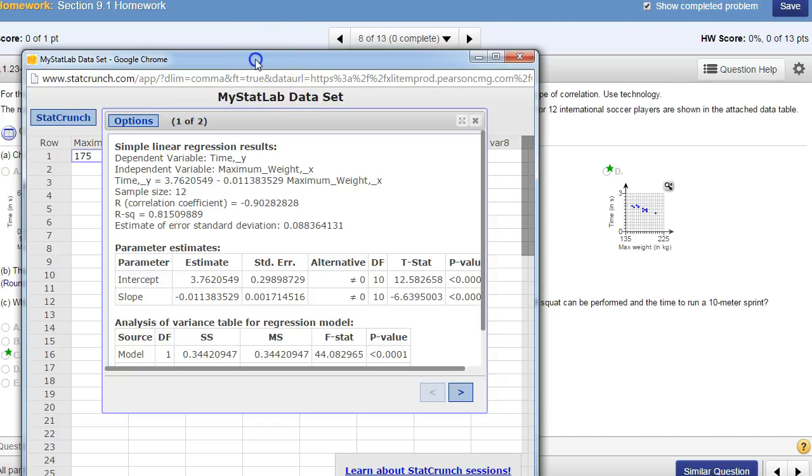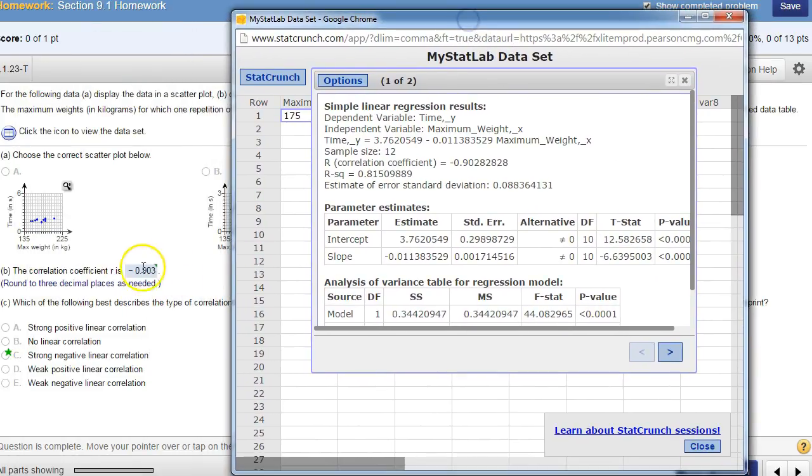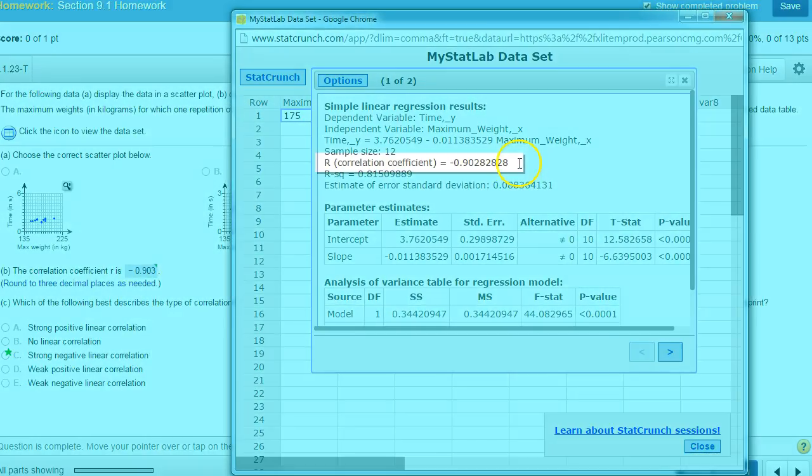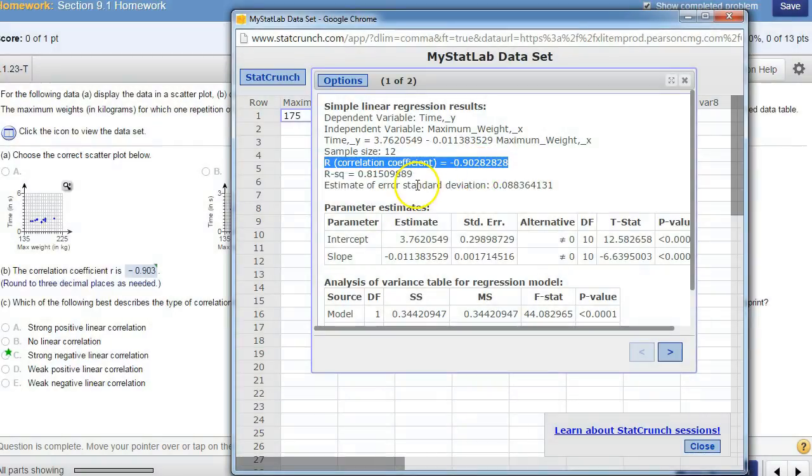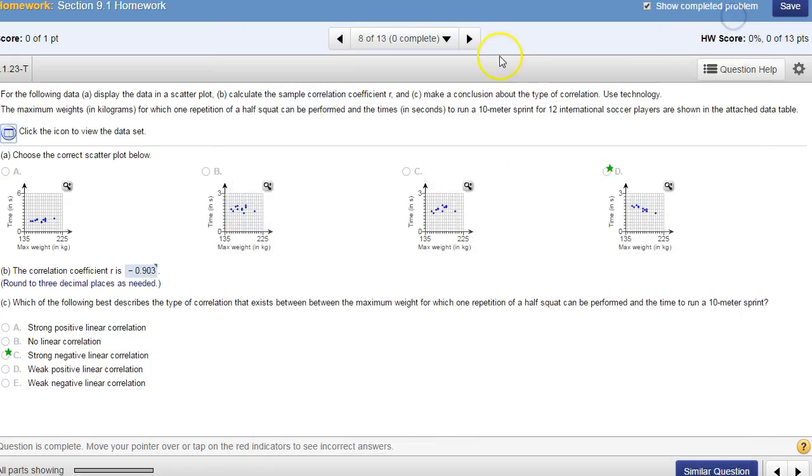So when I go back, I have to answer the next question, which is going to be the correlation coefficient. And here StatCrunch simply tells you what your correlation coefficient is, negative 0.902. Rounding off to 3 decimal places, negative 0.903. And because it is negative and it is 0.9, it's a strong negative correlation. All right. Now moving on to the next problem.